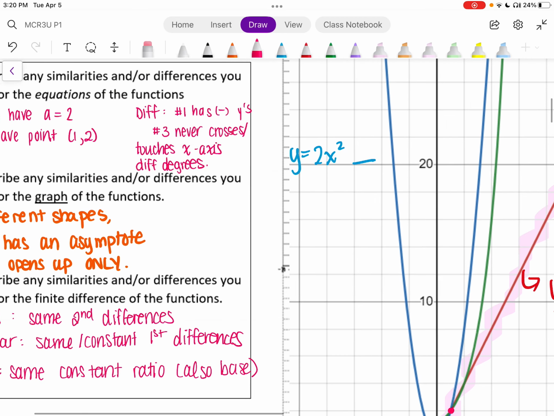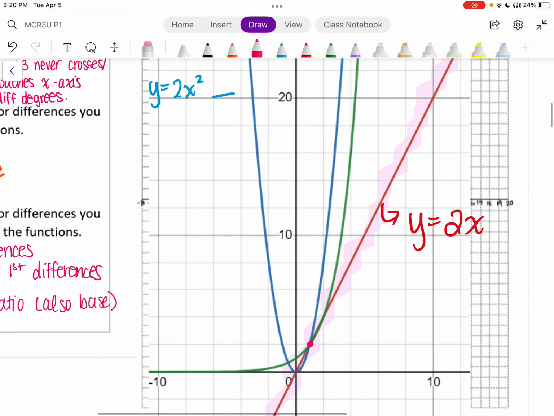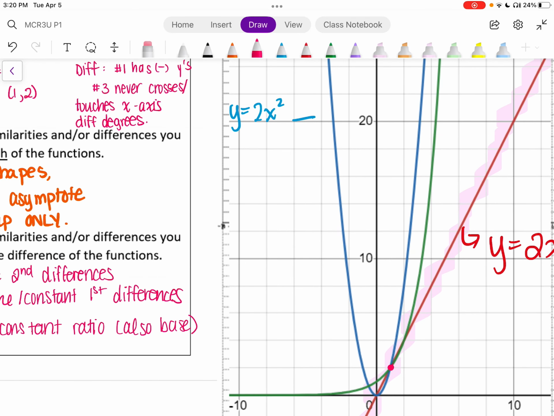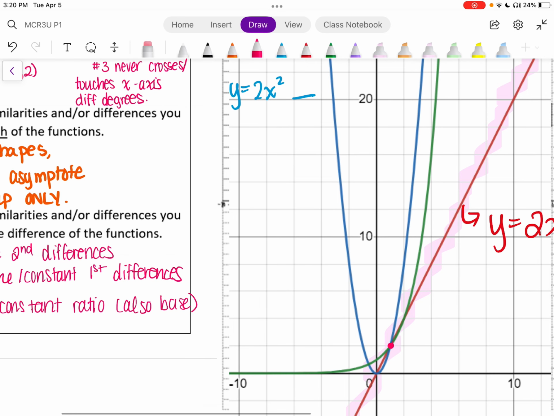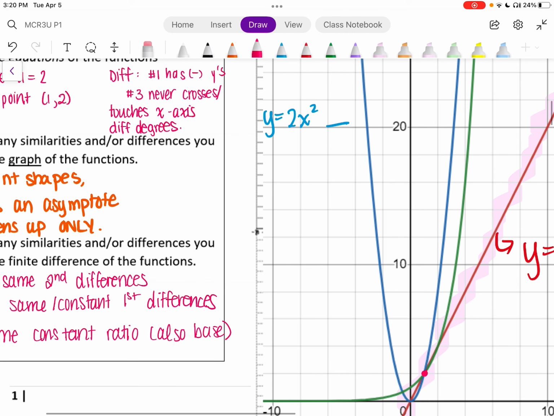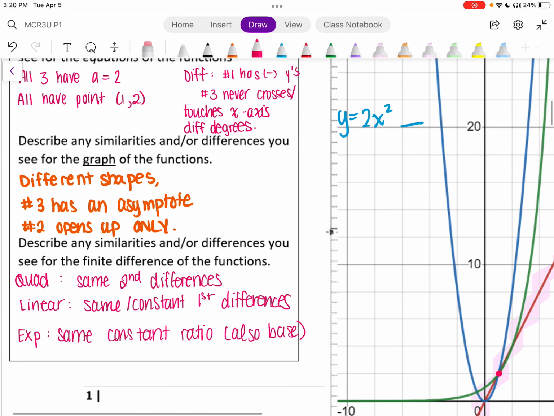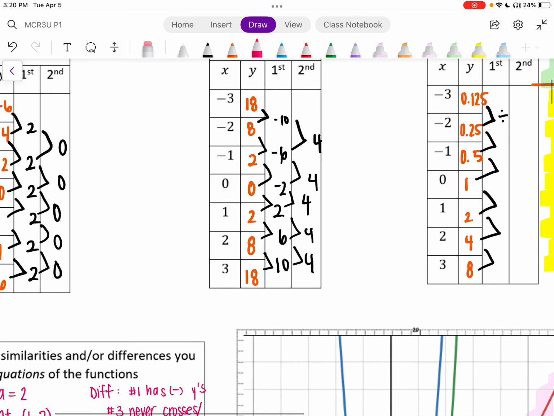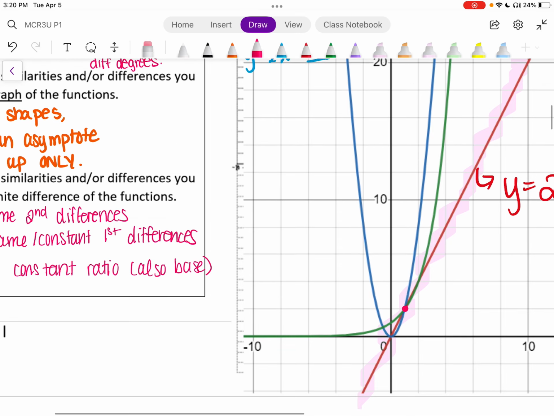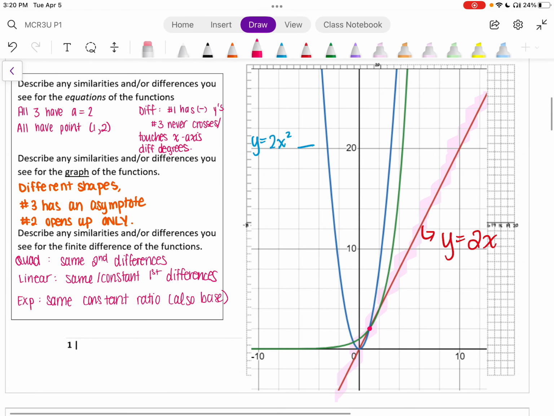Right. The difference is that number 1 has negative y, so you'll notice that number 1 goes into the negative quadrant. Number 3 never actually touches the x-axis. It has an asymptote, right? And then number 2 is because you can't have 2 to the power of, even 2 to the power of 0 will give you 1, so you can never have a y of 1. Right? If you look at the shape, they're all different shapes.